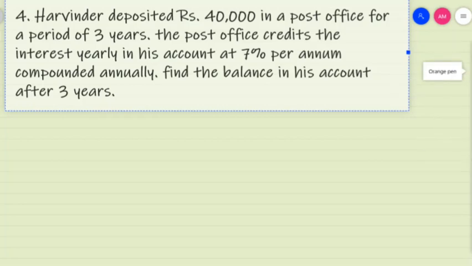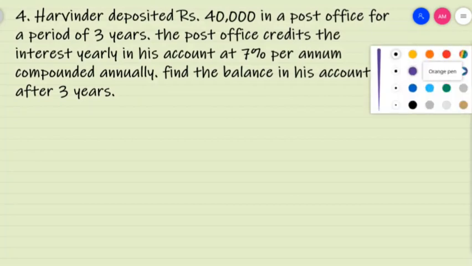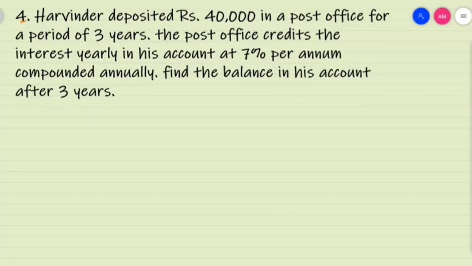Now, first of all, let us read the question. Question number 4. Harvinder deposited rupees 40,000 in a post office. Look here, in a post office, Harvinder has deposited his amount, 40,000 rupees, and it was for a period of 3 years.